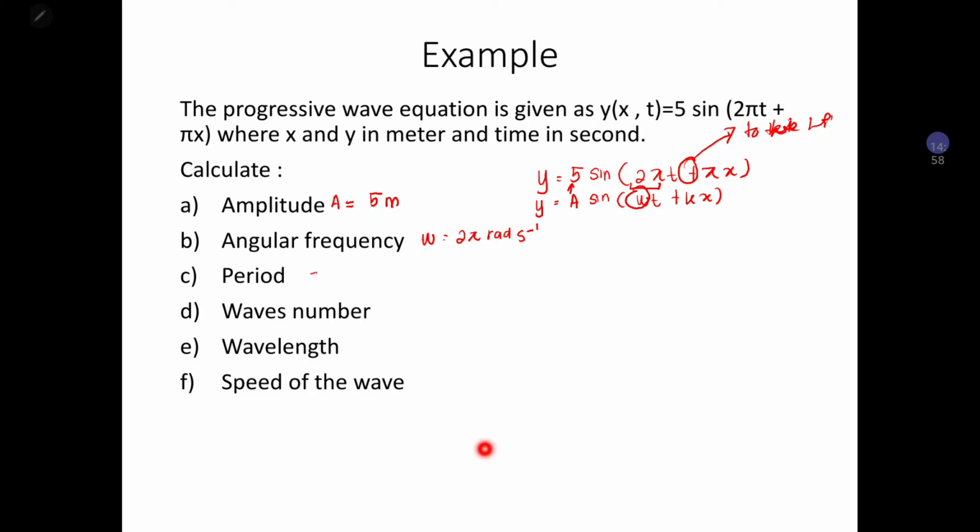Alright. Period. Okay, so we have omega. Omega kita juga tahu sama dengan 2 pi over T. So kita boleh cari period T sama dengan 2 pi over omega. Omega sama dengan 2 pi. So period kita boleh dapat 1 second.